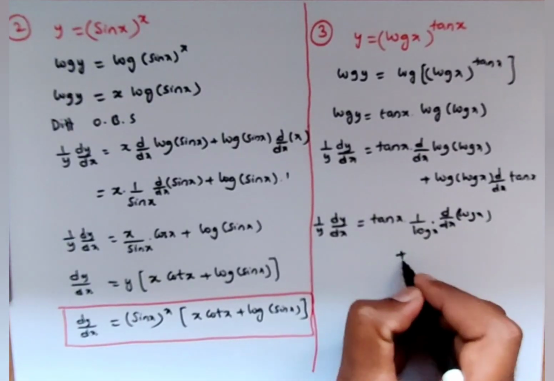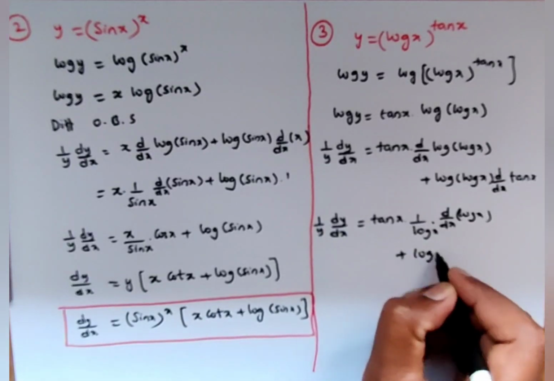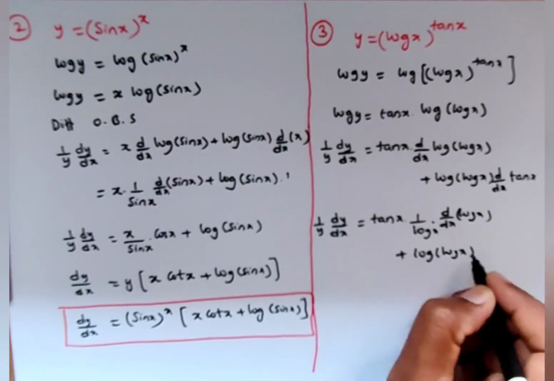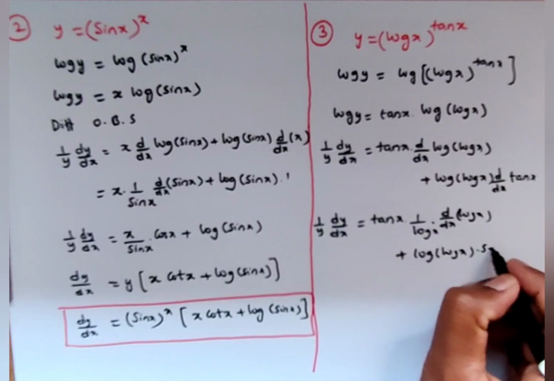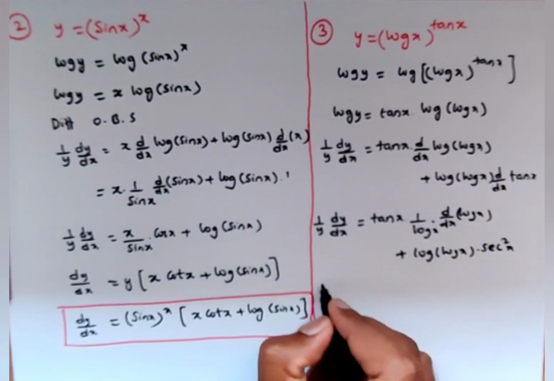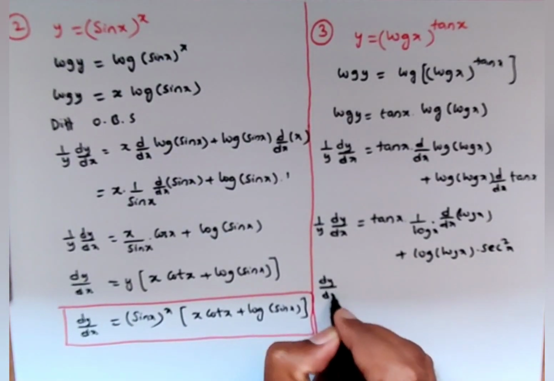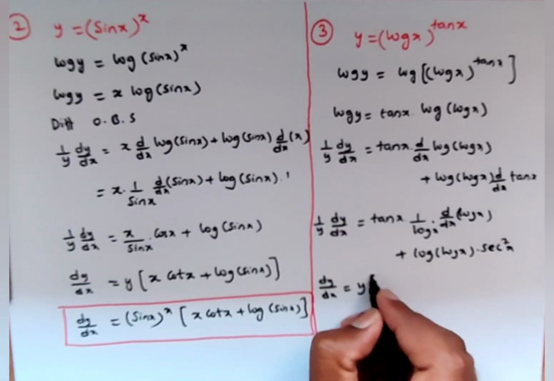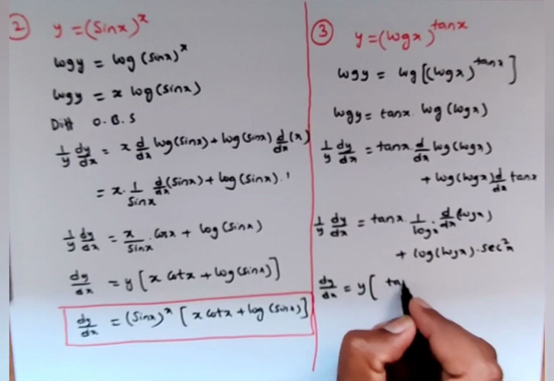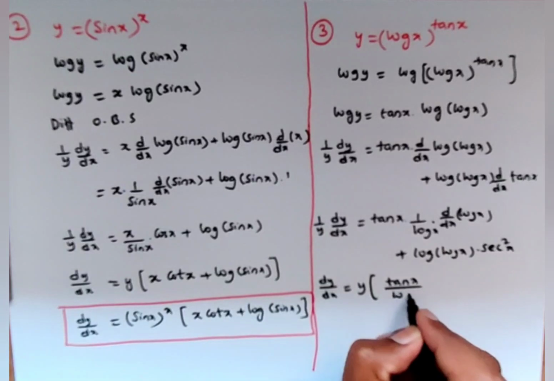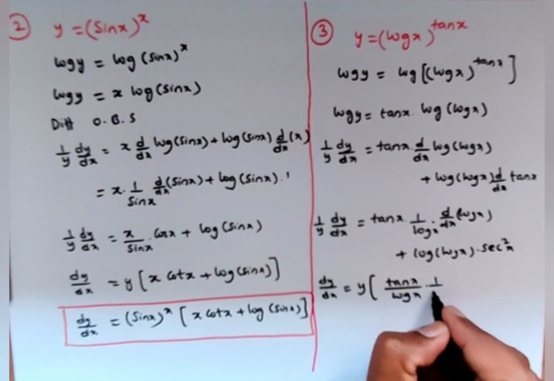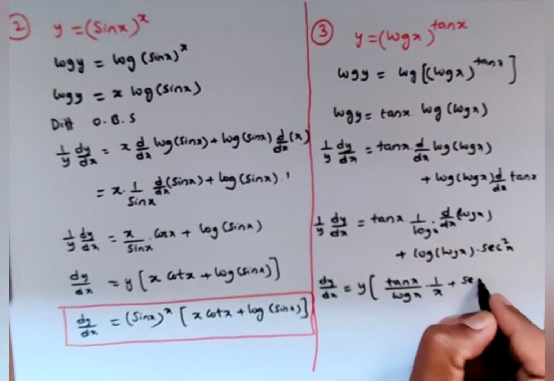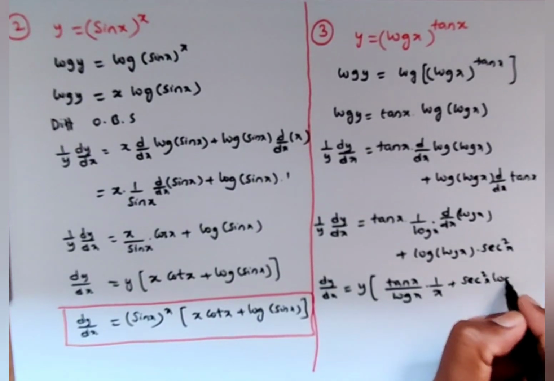Now plus log of log x into the derivative of tan x, which is secant square x. Now dy by dx equals y times tan x by log x into 1 by x, plus secant square x into log of log x.